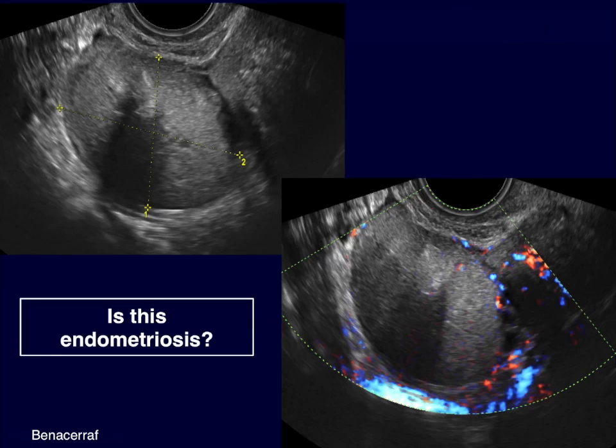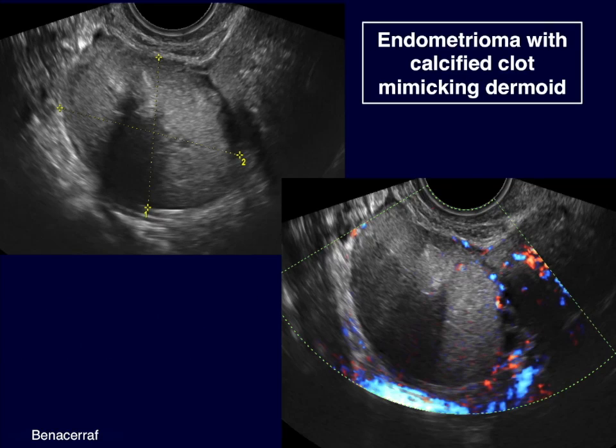How about this one? This one we thought was a dermoid. This one looks solid. It has an echogenic area in it with shadowing behind it, very much like you would expect a dermoid. This went to the operating room, and it turned out to be an endometrioma with a calcified clot. So different lesions can mimic each other, and you have to understand that in trying to make these specific diagnoses.